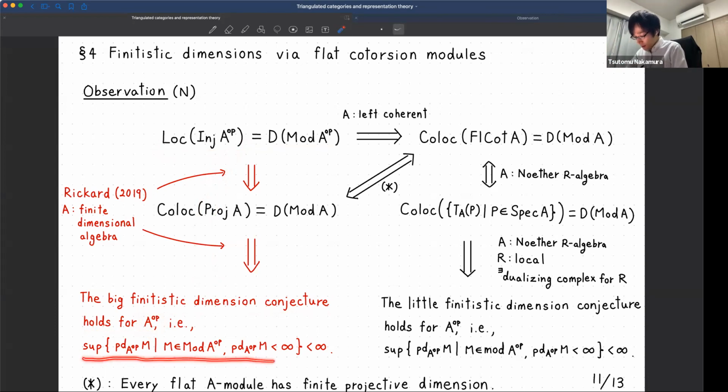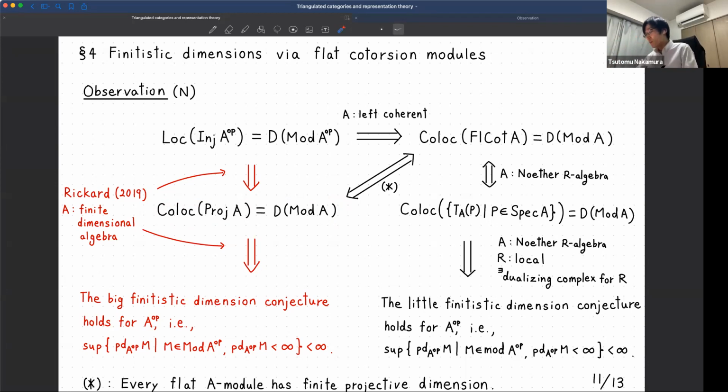So the supremum of this one is finite. And he also explains that injective generation of the derived category implies projective cogeneration of the derived category, where Coloc proj A denotes the smallest triangulated subcategory closed under taking arbitrary direct products, namely the smallest colocalizing subcategory containing proj A. And this condition itself can imply that the big finitistic dimension conjecture holds true.